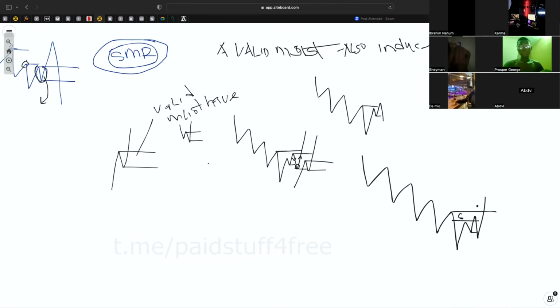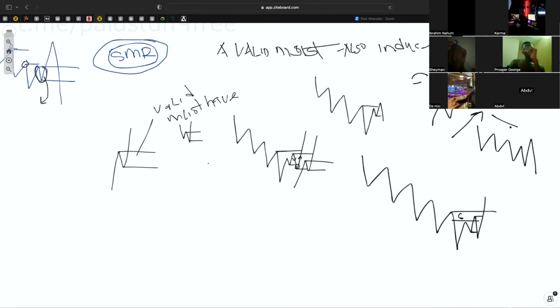So inside your rally-base-rally, there has to be a drop, base, and a rally, which means there has to be an inducement. But in summary, there has to be a smart money reversal, a break of structure to the downside and a break of structure to the upside. That is a smart money reversal. Break of structure to the downside and break of structure to the upside in an existing bullish trend, or a break of structure to the upside and a break to the downside in an ongoing bearish trend. This is a smart money reversal.